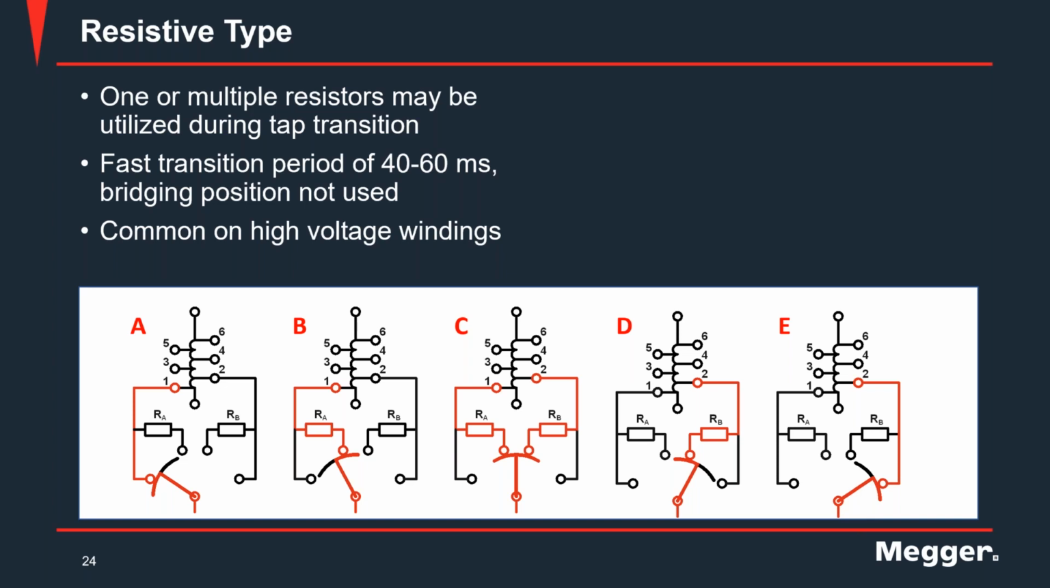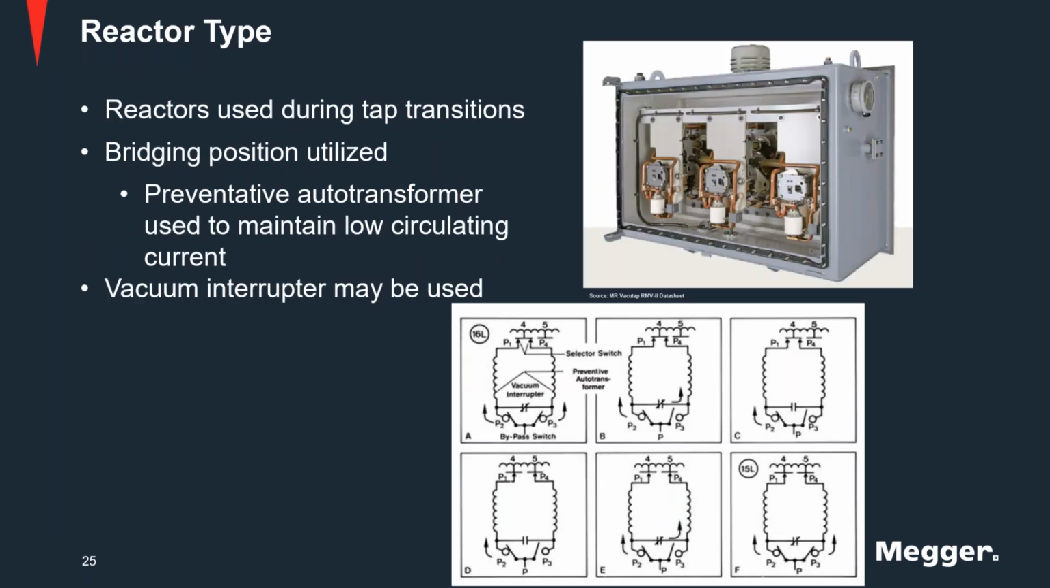So moving on from the resistive type of tap changers, next we have the reactor type. In the reactor type, some sort of inductive or reactive components are used. In this case, reactors are used for the tap transition, to have a smoother transition. The bridging position will be utilized, where you could be on 2 tap positions simultaneously. Because these 2 taps are at different voltages, you will have circulating current generated because of this situation. The preventative autotransformer design is used to maintain this low circulating current.